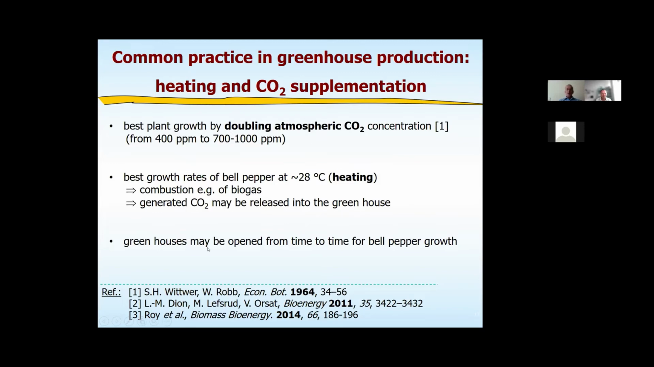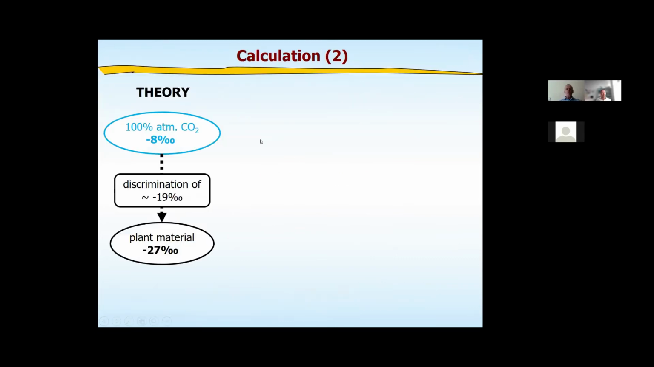And there's a last point I want to highlight, that greenhouses may be open from time to time for better bell pepper growth. So you have 3 points: increasing CO2 concentration, heating, and opening, closing. Now let's go deeper into that calculation.